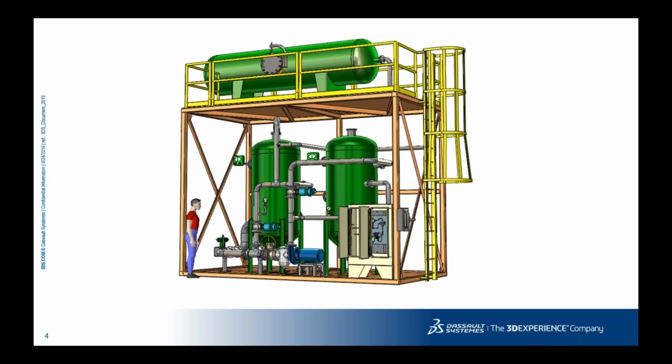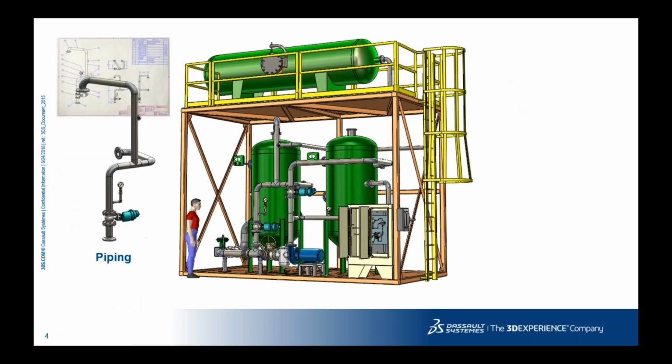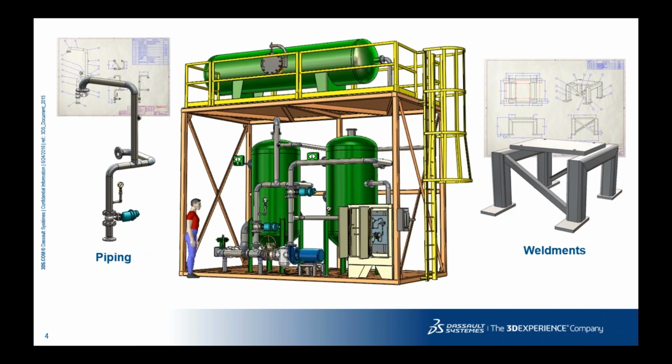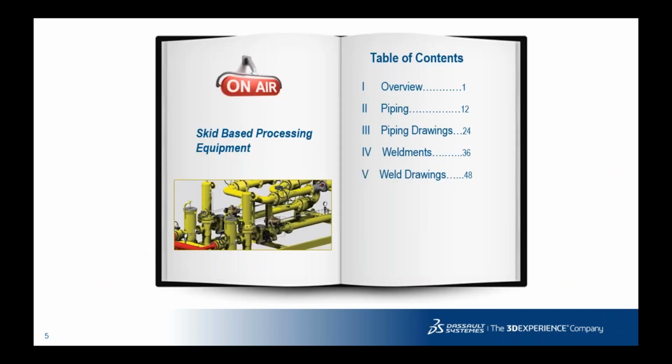So today you can take a look at the demonstration set that I'm going to be utilizing. Today we're just going to focus on two tiny pieces of SolidWorks capabilities. We're going to be focused on piping and weldments and how they pertain to skid-based processing systems. So if we take a look for today, we have a table of contents that we're going to utilize. We're going to go over first an overview, and then we're going to show you some real-time piping. We're going to create some piping drawings. We're going to create some weldments and then some weldment drawings.